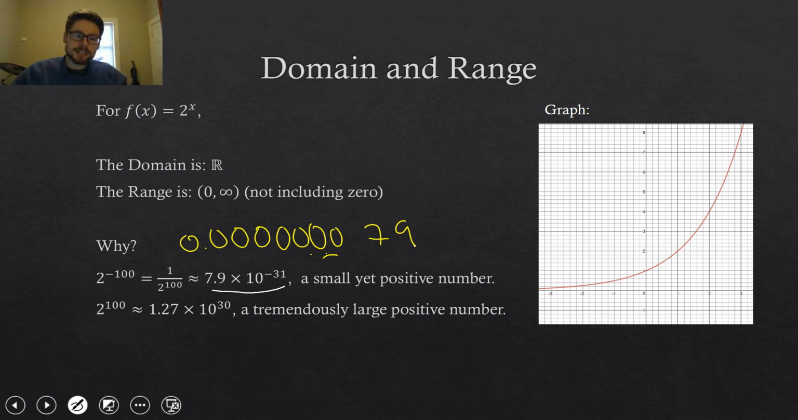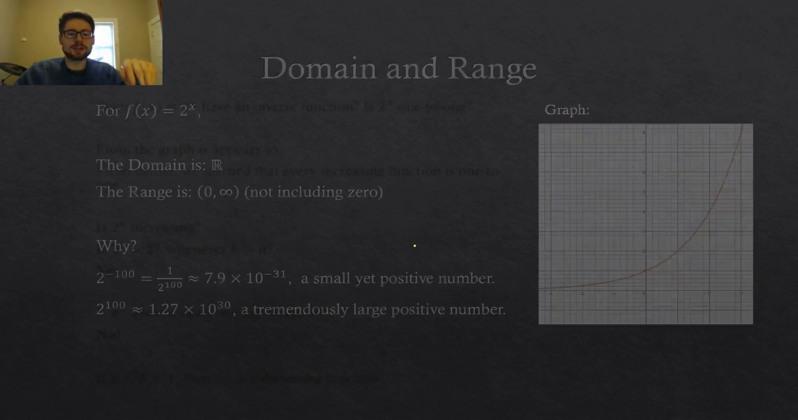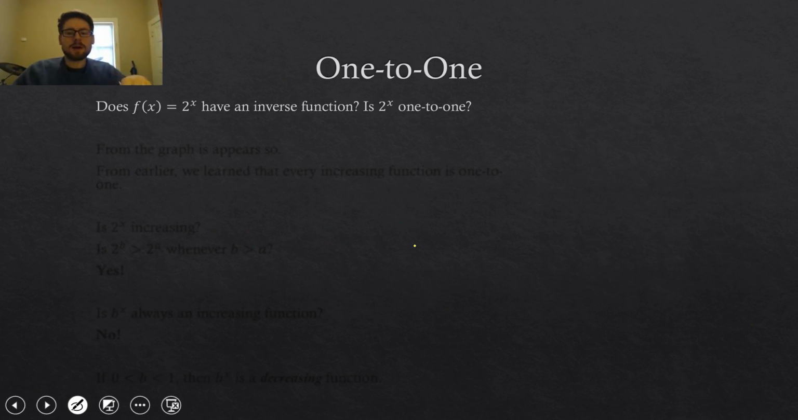So we're going to be able to get any positive number out. We cannot get anything negative. We cannot get 0, no matter how hard we try with 2 to the x. Now, why all the hubbub about this function, 2 to the x, and its domain and range? Well, we want to determine if it's invertible, if we can come up with an inverse function.